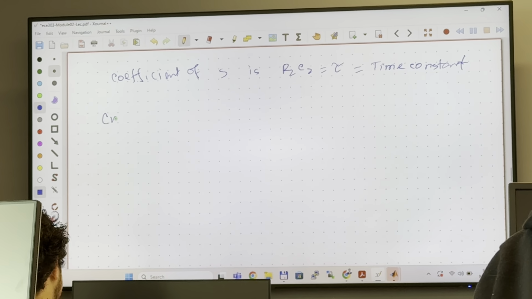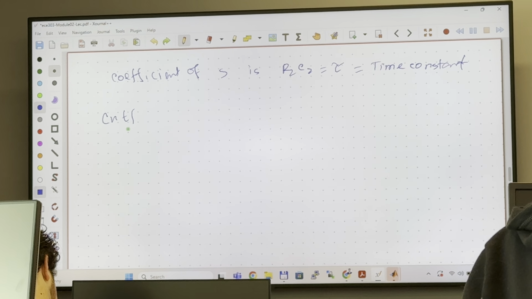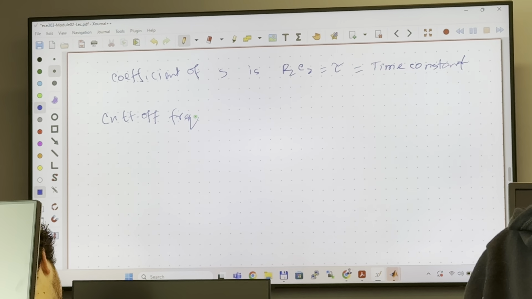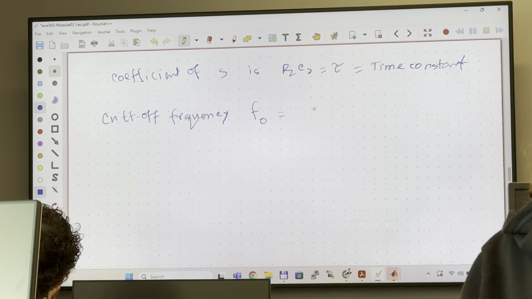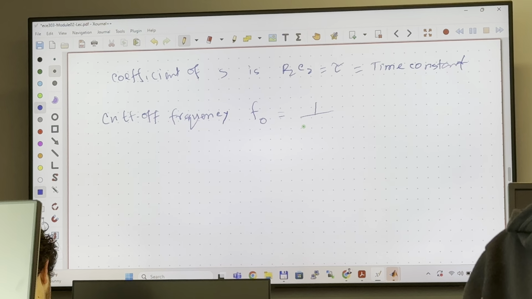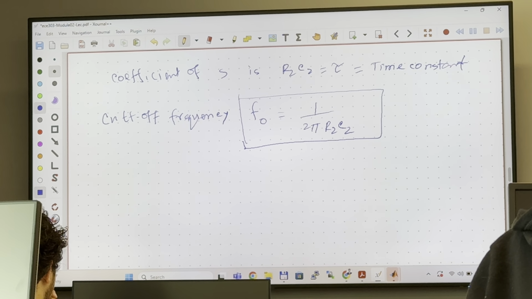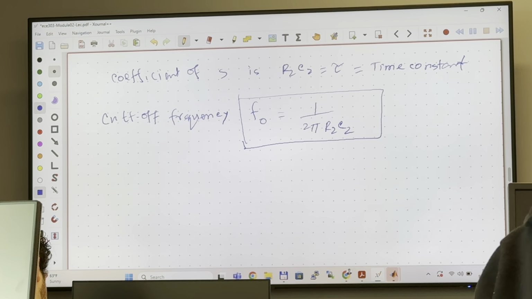Cutoff frequency of this low pass filter, cutoff frequency F naught is going to be 1 over 2 pi R2 C2. So 1 over 2 pi tau. So this is the cutoff frequency. So we found the cutoff frequency.